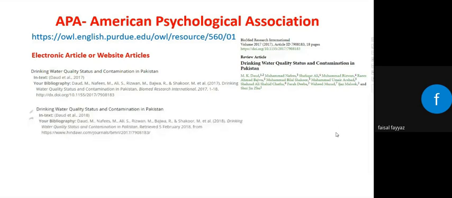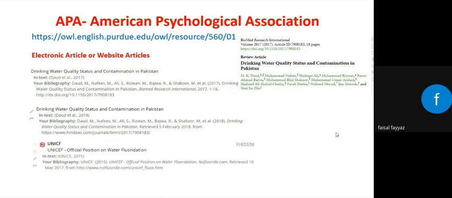So you are looking here drinking water quality status, and after that your bibliography, each and everything has been mentioned here. UNICEF format, underneath you can see official position on water fluoridation in text and bibliography, and then basically the publishing date and online link.